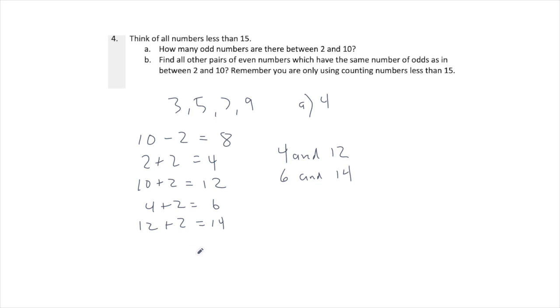And this is our last pair, because if we add 2 to 14, we would get 16. And 16 is bigger than 15. So our answer is 4 and 12, and 6 and 14.